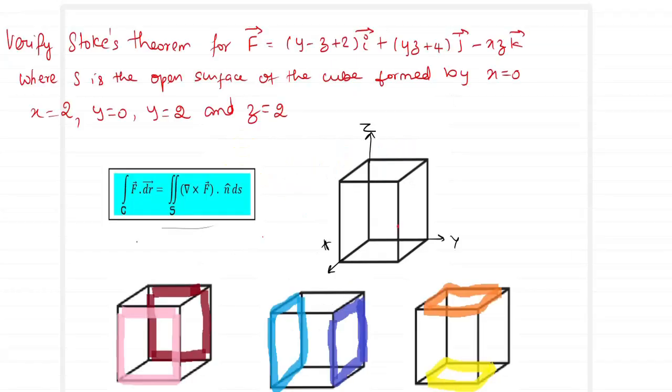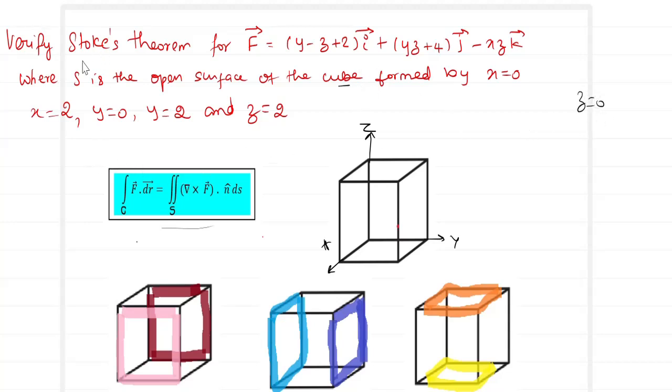This problem will verify Stokes theorem for the vector F equal to (y minus z plus 2) i plus (yz plus 4) j minus xz k, where S is an open surface of the cube formed by x equal to 0, x equal to 2, y equal to 0, y equal to 2 and z equal to 2. So what is missing over here? The missing part is z equal to 0. A cube has 6 faces. Out of the 6 faces, which face is missing? z equal to 0 is going to be missing.